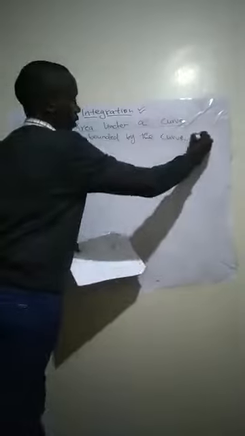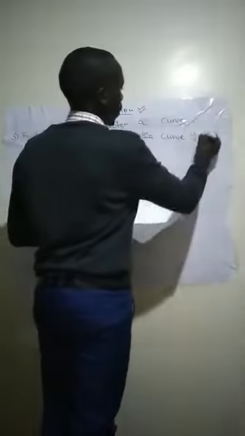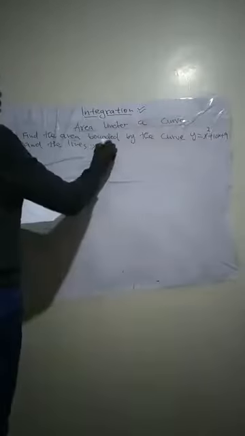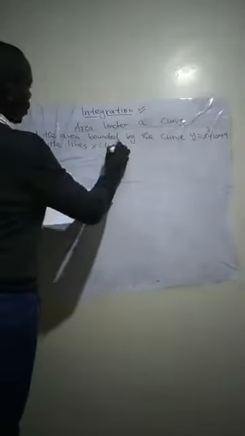Let us look at another example. We are told, so this is number 3, find the area bounded by the curve y is equals to x squared plus 10x plus 9 and the lines x is equals to 4 and x is equals to 10.